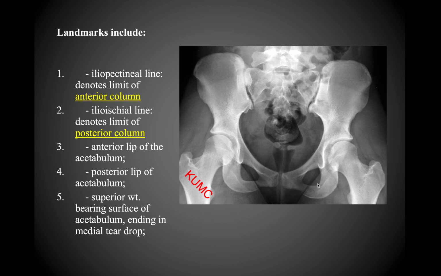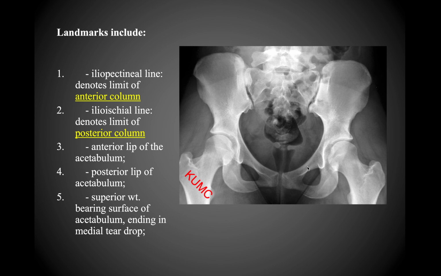So again, you kind of follow the ilium down along the ischium, and then the iliopectineal line is going to be coming down the ilium to the pubic bone. So that's going to be this line up here. So again, you have the anterior and a posterior column. Then we also want to pay attention to the anterior and posterior lips of the acetabulum.